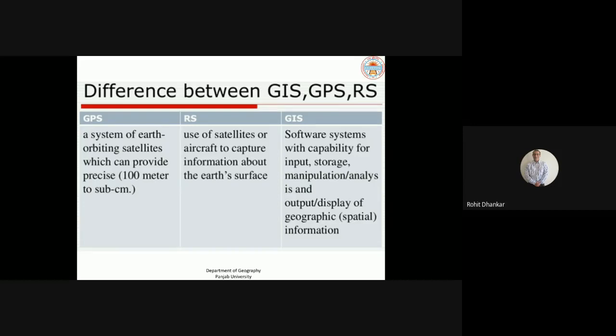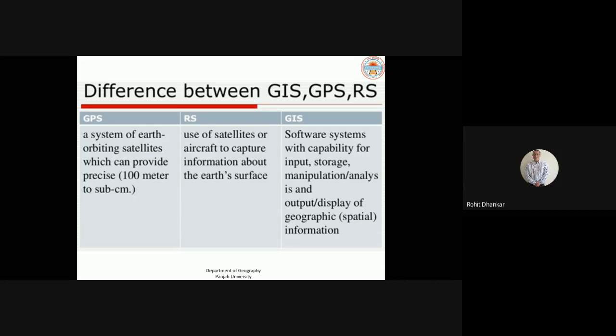Now we all know that in COVID-19 these temperature guns were being used. They work on the same technology of remote sensing: without being in contact with the person, we get to know about the temperature. So that's why remote sensing is a technique.